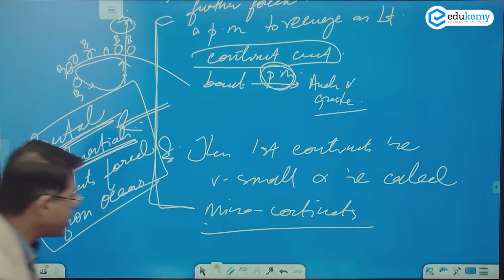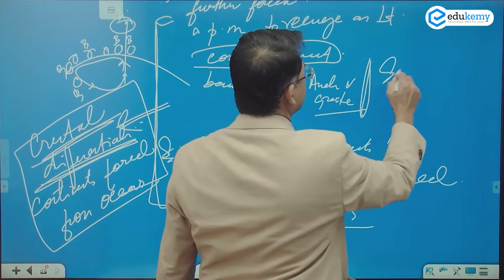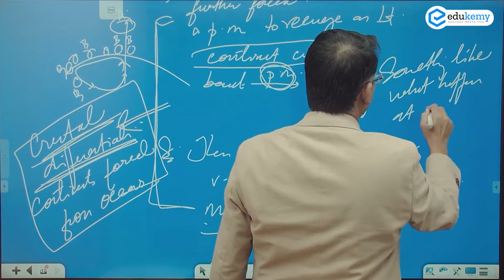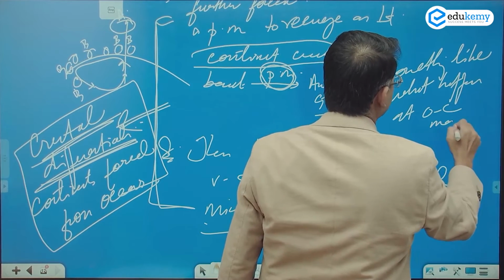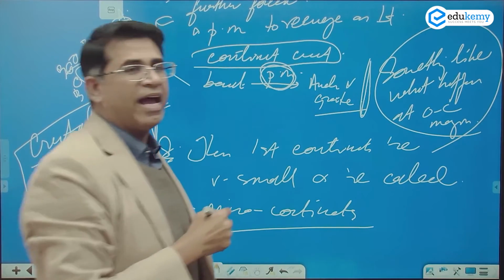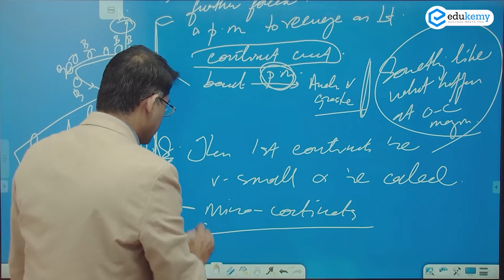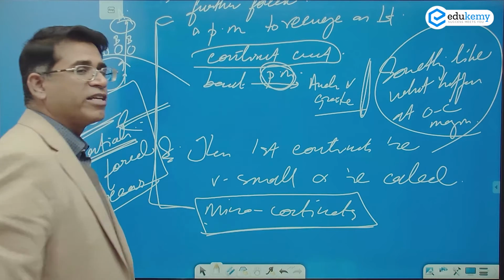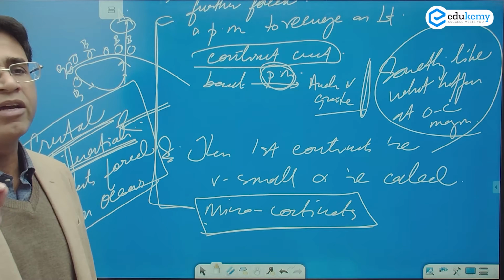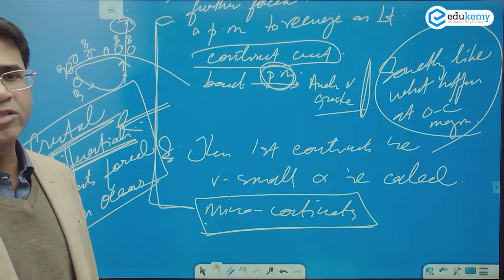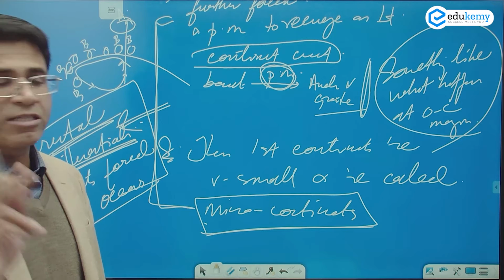Something like what happens at the OC margins. So these are the beginnings of the first continents called microcontinents.